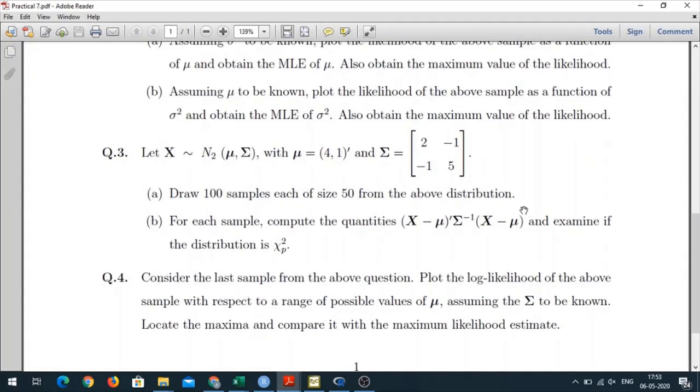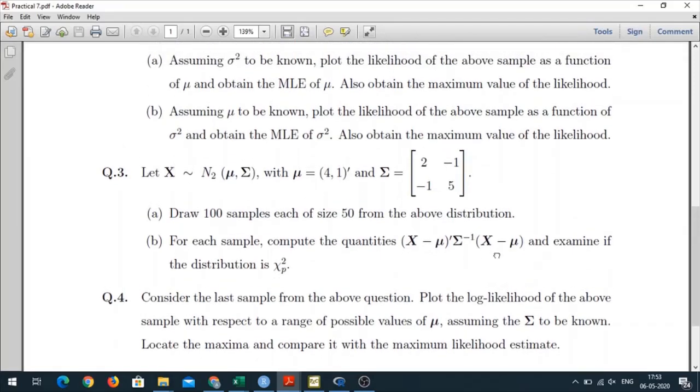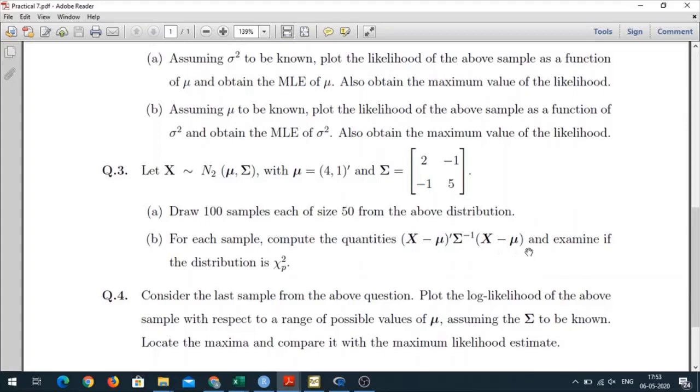In question 3, we are going to use the property related to the quadratic form of the multivariate normal. If you remember, we have proved that (x minus mu) prime sigma inverse (x minus mu) follows chi-square with p degrees of freedom. So we are going to verify that. For that, first we have to draw 100 samples, each of size 50, from the above distribution. When I draw one sample, I will get 50 values corresponding to this quadratic form. Why?